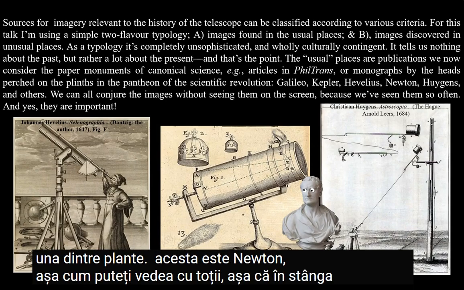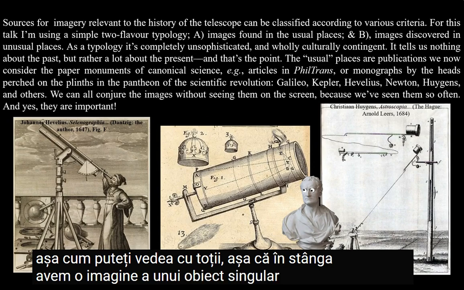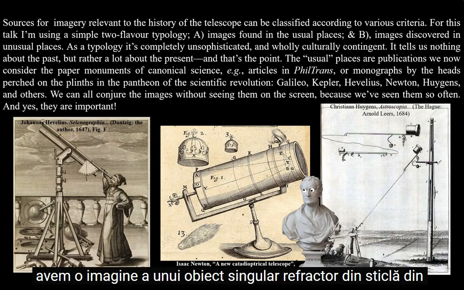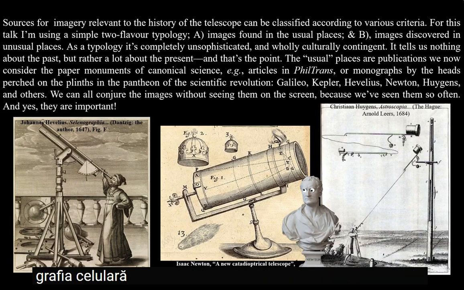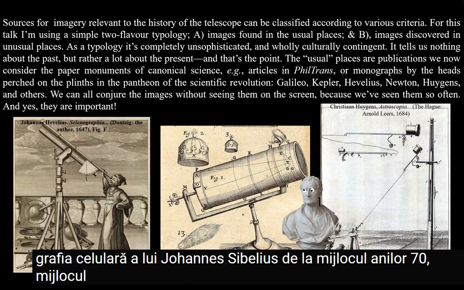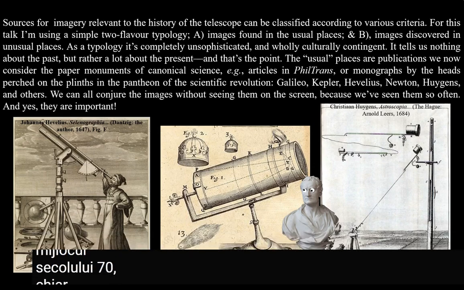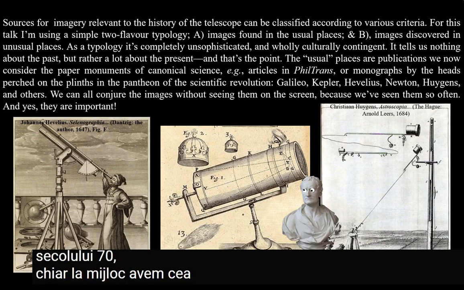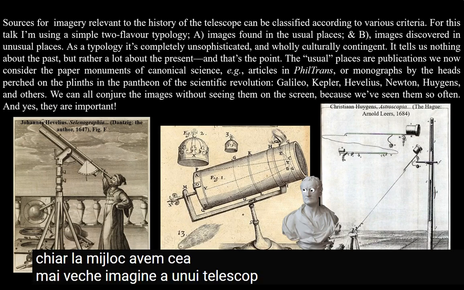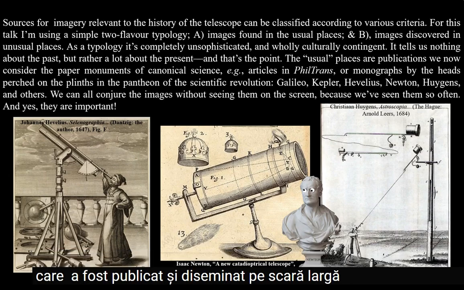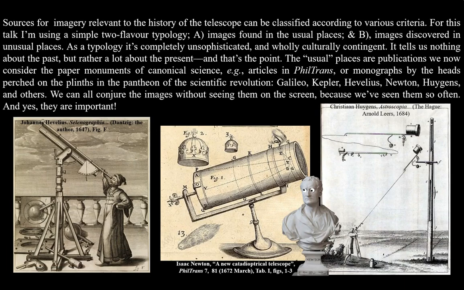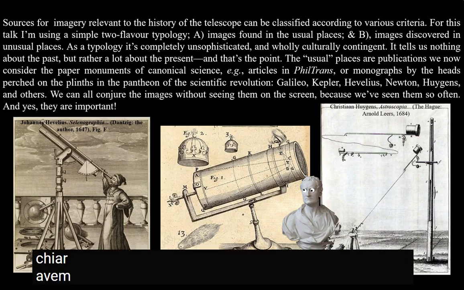So on the left, we have an image of a singlet object glass refractor from Johannes Hevelius's Selenographia from the mid-17th century. Right in the middle, we've got the earliest image of a Newtonian telescope that was published and widely disseminated. That's from Philtrans, 1672. And on the right, we have the aerial telescope of Christian Huygens.